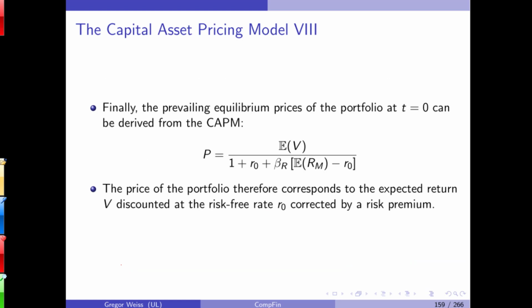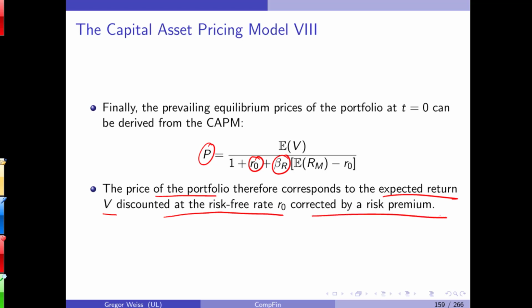And finally, if you combine all this, initially we were interested in pricing a security. Now this is very simple. The pricing function and the prices in equilibrium are simply given by the price P equals the expected cash flow, divided by 1 plus risk-free investment, plus again the beta factor times the excess return on the market. So this means the price of the portfolio, or simply security, corresponds to the expected value V discounted at the risk-free rate corrected by risk premium.